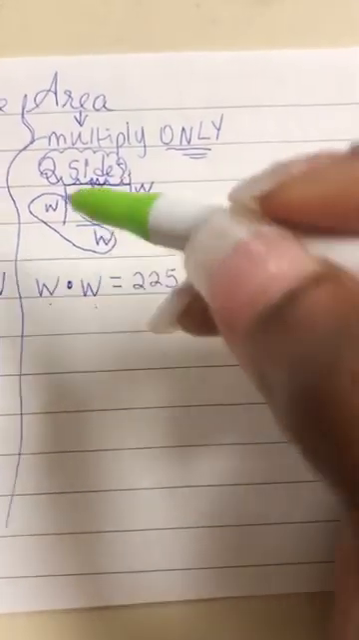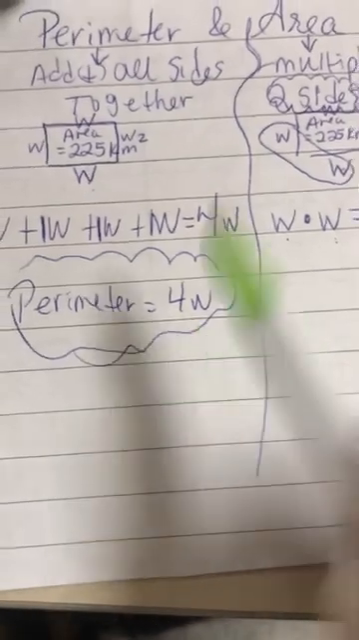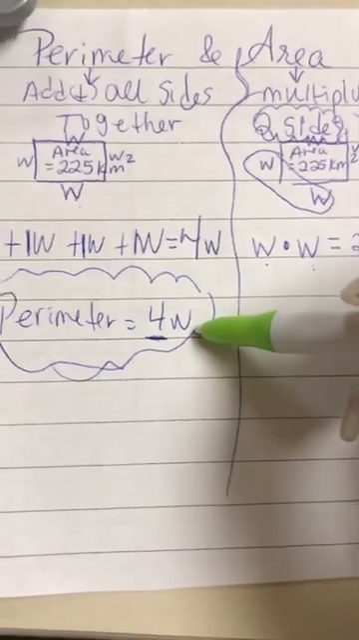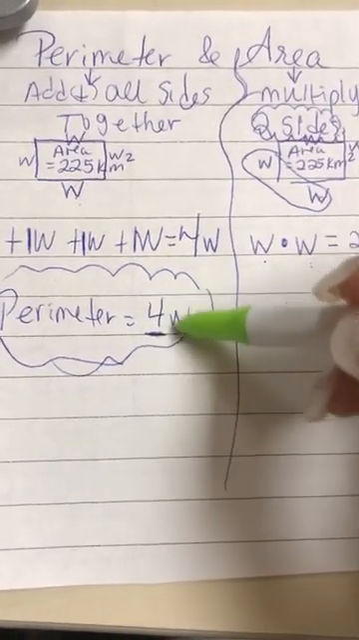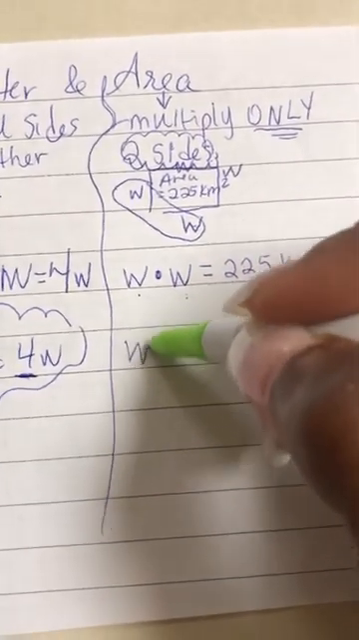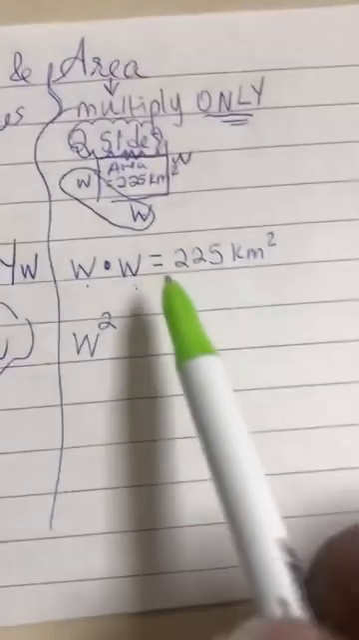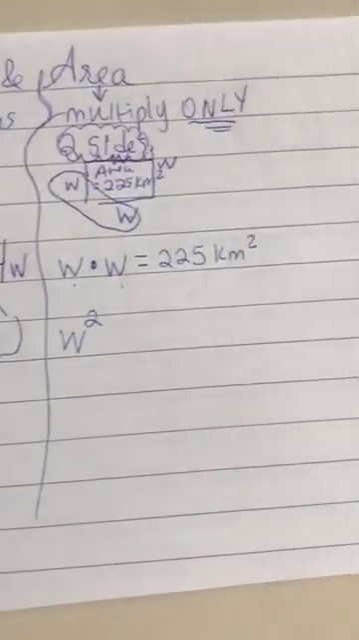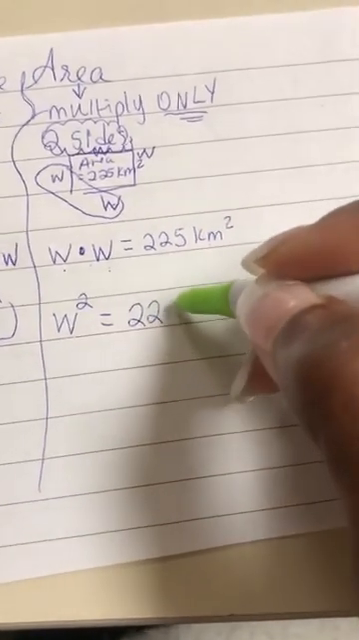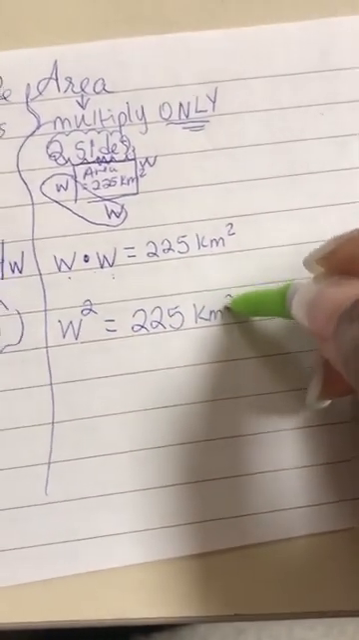W times W. Remember, the difference between adding and multiplying is that when we add, we put the number 4 next to the W. That lets us know that we added something together. When we're multiplying something together, we put the W in the air as an exponent. We have two W's, so we put that little 2 in the air as an exponent. That's the difference between adding and multiplying. So we have two W's multiplied together, which is equal to 225 kilometers squared.